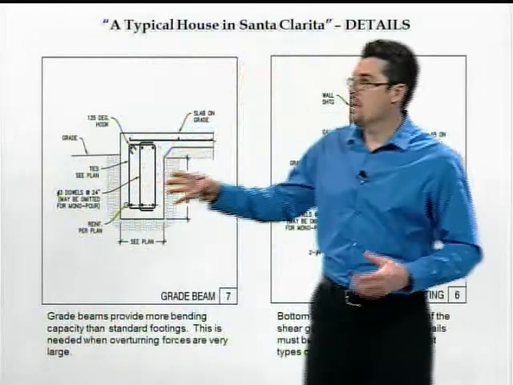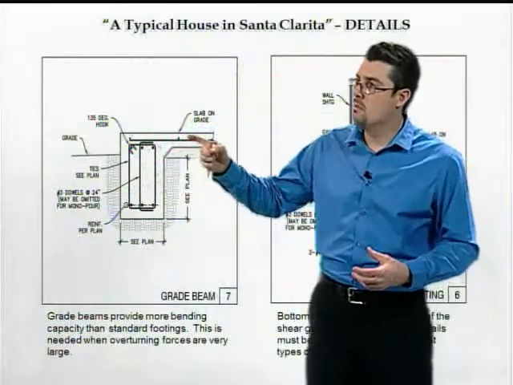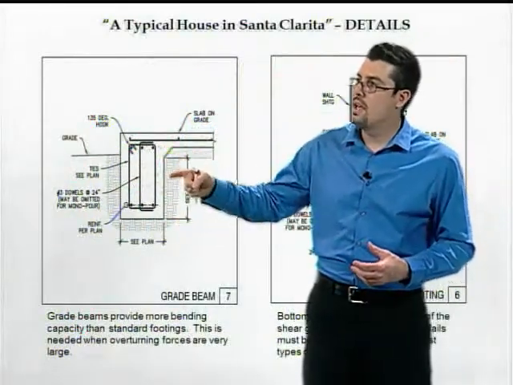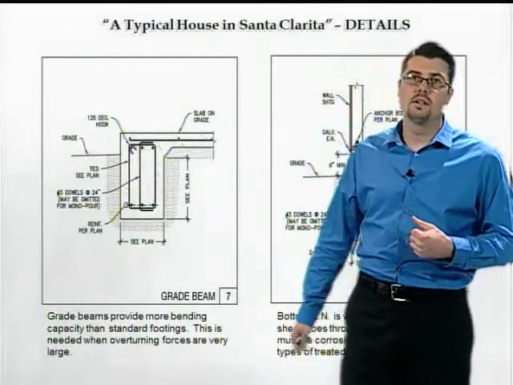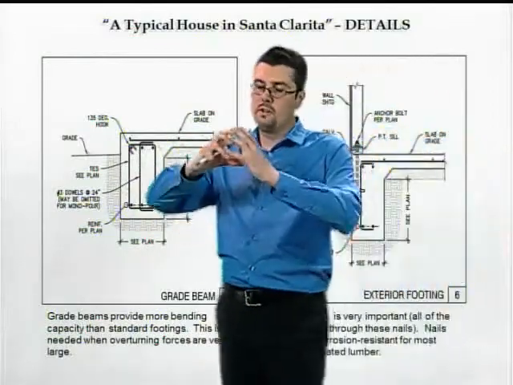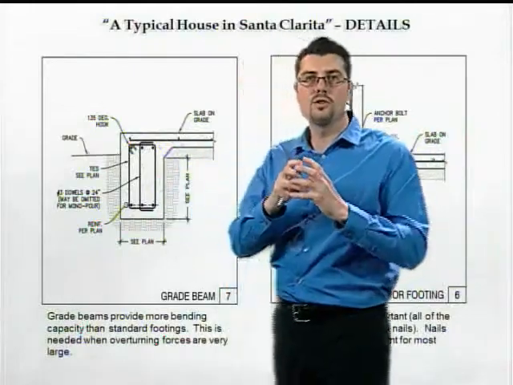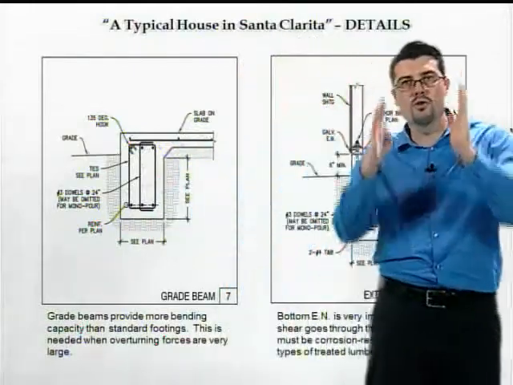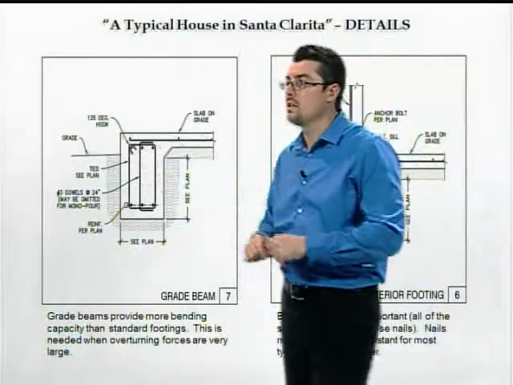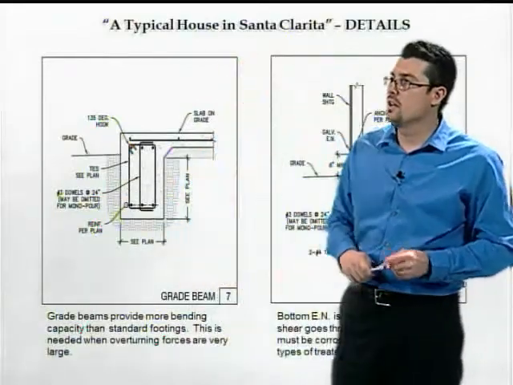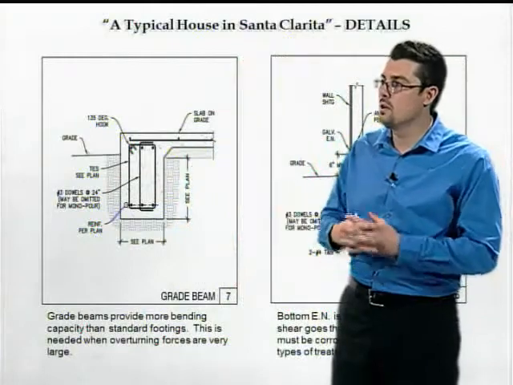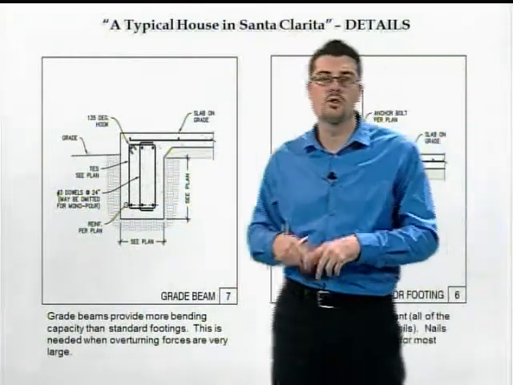A grade beam has heavier reinforcing, more rebar at the top and bottom, and you'll also notice that it has ties around the rebar. Those ties confine the concrete and increase its strength, provide more shear strength, and basically make a stronger foundation. All right. So you'll see grade beams where you have heavy shear walls.